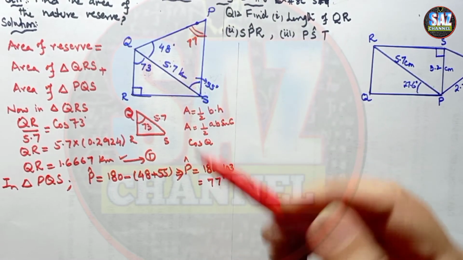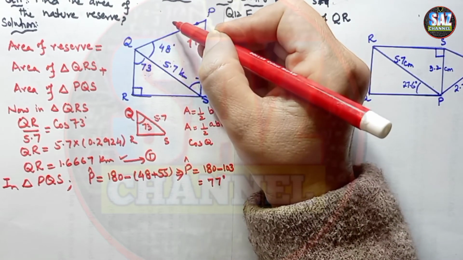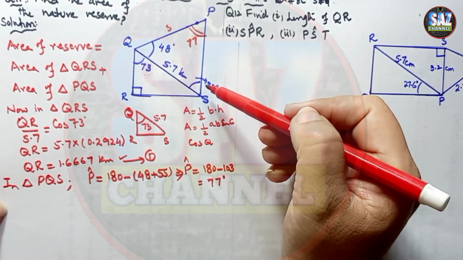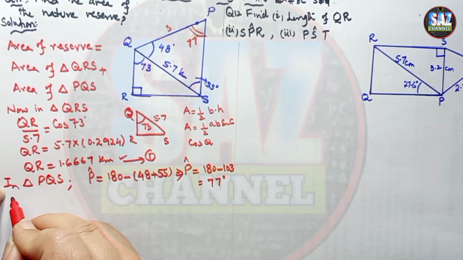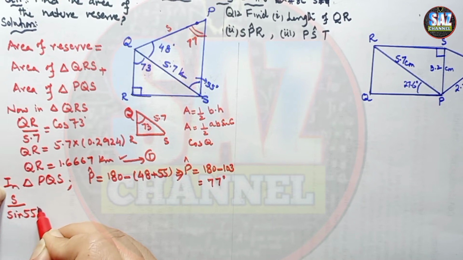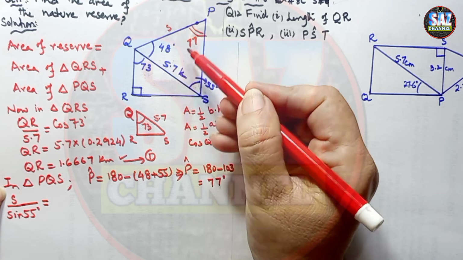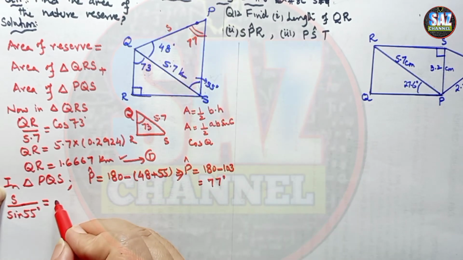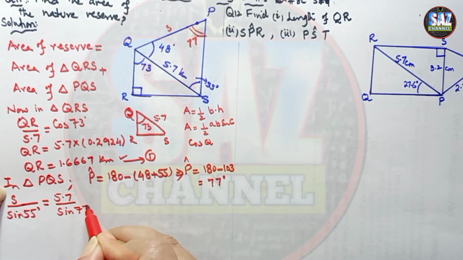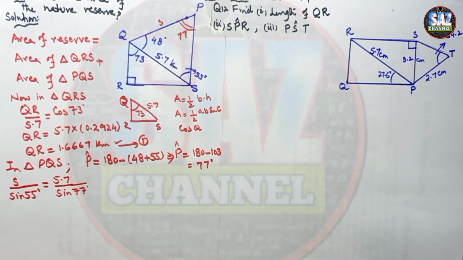And now what I have to do is find this side so that I can have two sides and the included angle with me. Let it be small s. Then s upon sine 55 degrees equals 5.7 upon sine 77 degrees.